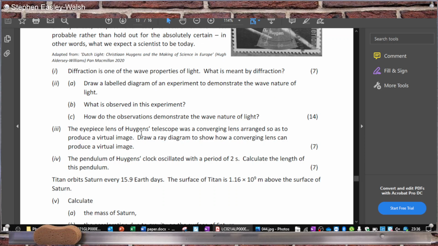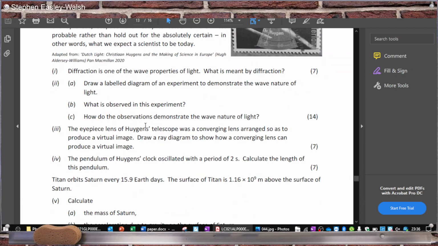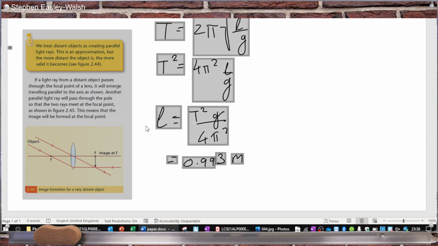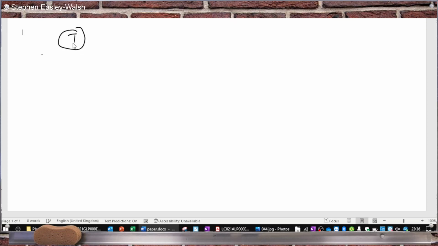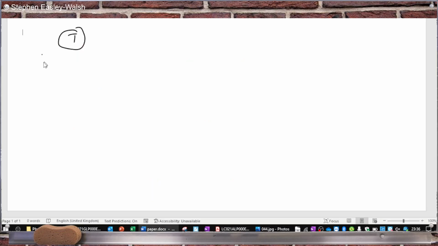Okay, and that's that done. Titan orbits Saturn every 15.9 Earth days. The surface of Titan is that many... Okay, I think we might need to draw this. So you have Titan, the moon. Titan orbits Saturn every 15.9 Earth days. So orbiting Saturn, and that time is 15.9 days.